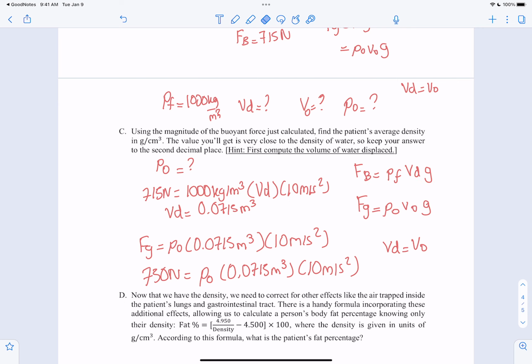We know that since the object is completely submerged, the volume displaced is equal to the volume of the object, right? So now we can use this second equation here, where we now know that the volume of the displaced fluid is equal to the volume of the object or the patient themselves, right? So then we just plug in our volume displaced here as the volume of the object, plug in the rest of the values that we still have access to, and from that we can figure out our density. Does that make sense?